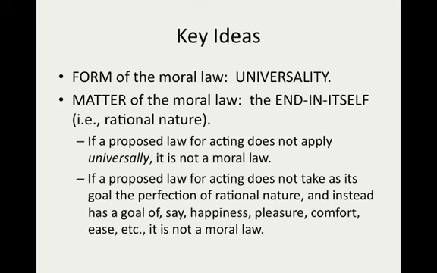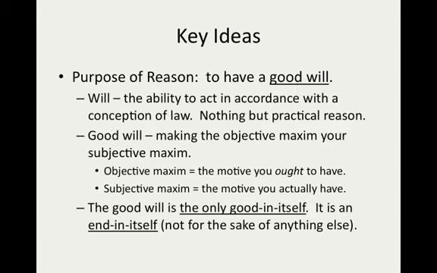So the form of the law, the shape of the law, any law to be a moral law has to apply universally. So universality is the form of the law. And what's the matter of the law, the content of the law, the subject of the law? That's the end in itself. In other words, that's rational nature. If a proposed law for acting does not apply universally, it's not a moral law. If a proposed law for acting does not take as its goal the perfection of rational nature, and instead has a goal of, say, happiness or pleasure or comfort or ease, whatever you have there, according to Kant, is not a moral law.